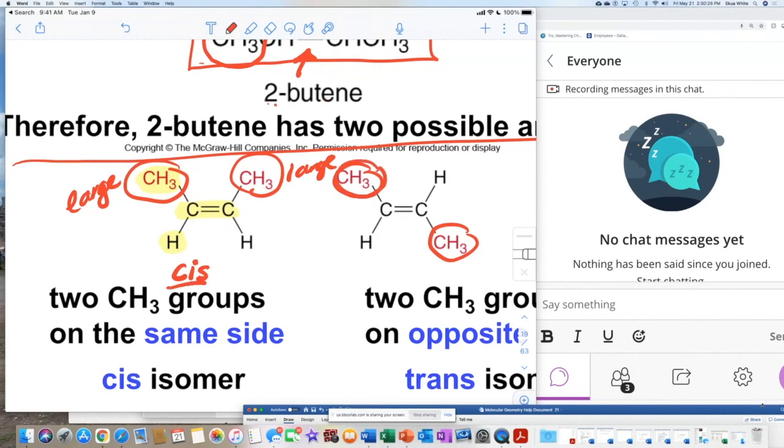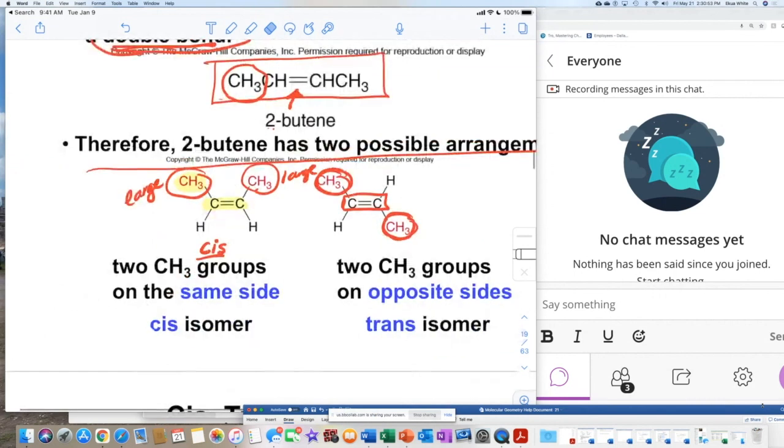So when you have these large groups diagonally across from each other, this is considered trans. So trans is opposite, and the reference point is the double bond. Trans molecules have the large groups on opposite ends of the double bond. Cis molecules have the large groups on the same side of a double bond. They can be both up or both down. Trans have to be opposite, so kind of diagonal. So you have the cis isomer, trans isomer.